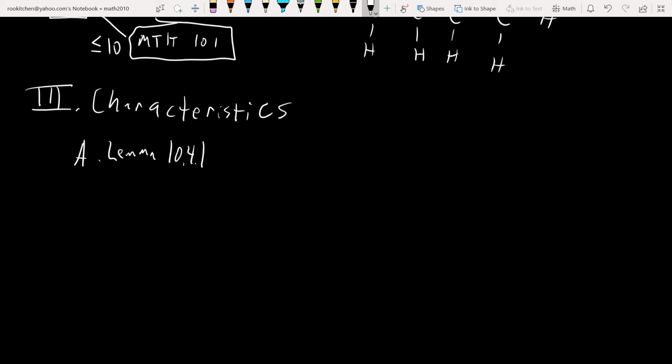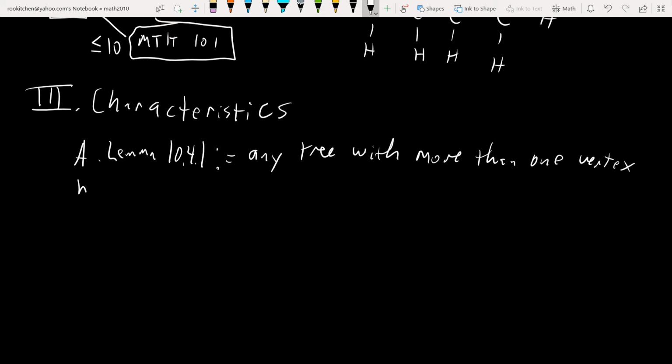So lemma, I always think of it as kind of a little theorem that's used to prove a bigger theorem. In our book, this lemma says any tree that's not trivial, so any tree with more than one vertex, has at least one vertex of degree 1.